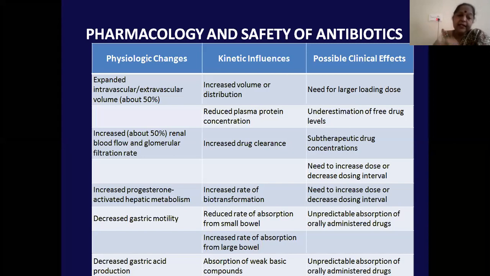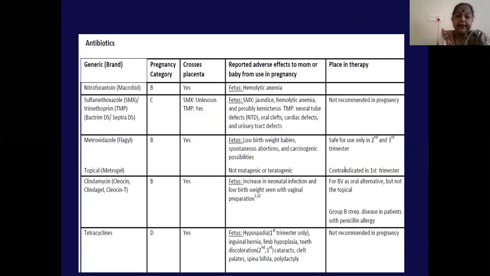Now, we studied the physiological changes. There is an expanded intravascular and extravascular volume of more than 50%, so there is an increased volume of distribution, which needs a larger loading dose. This physiology you should remember. Secondly, there is increased progesterone-activated hepatic metabolism, so an increased rate of biotransformation. So again, there should be an increased dose or a decreased dosing interval. We have already discussed this in pharmacokinetics.